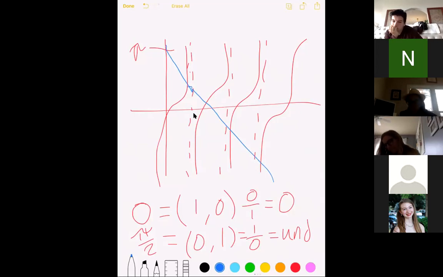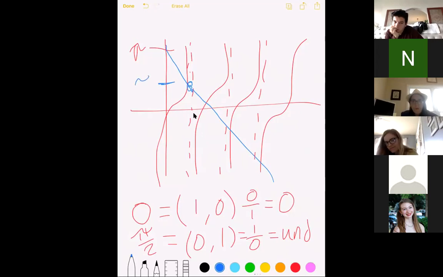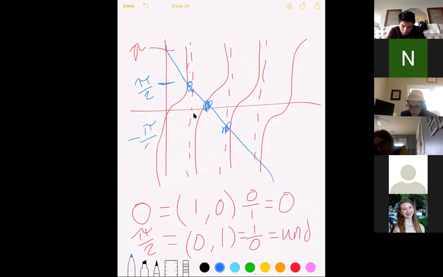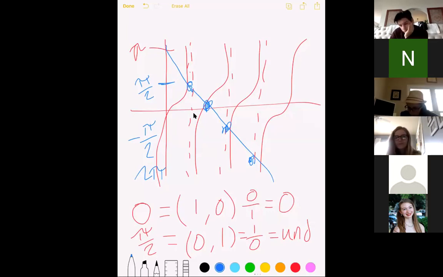So if this happens at pi over 2, this y value right here should be pi over 2. And then here, this hits at pi, it should be hitting right there. And then this one should be at negative pi over 2. And this should be at 2 pi. So as long as you label it, you're fine. All I'm doing is using the unit circle for that. So we basically just make the line hit all of the asymptotes. Yes. Cool.